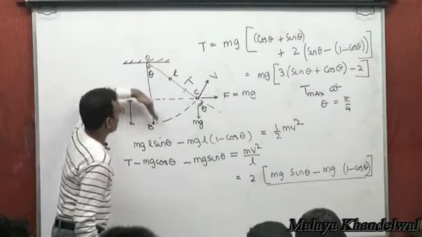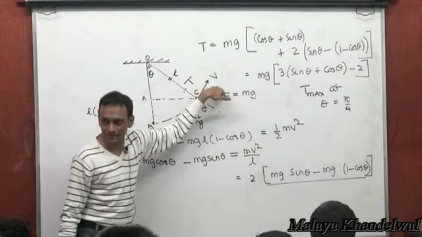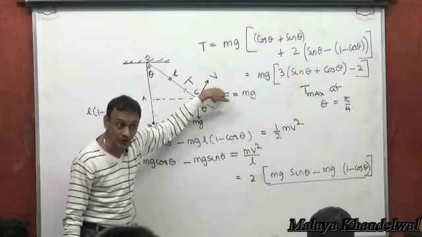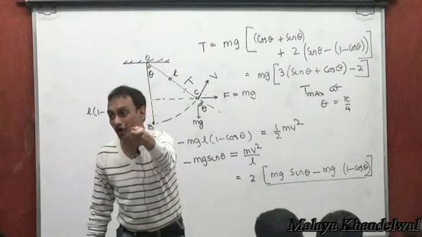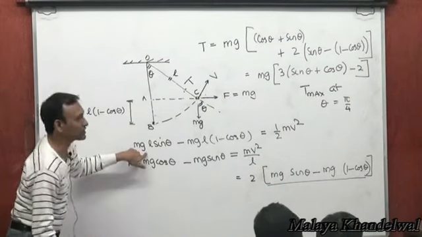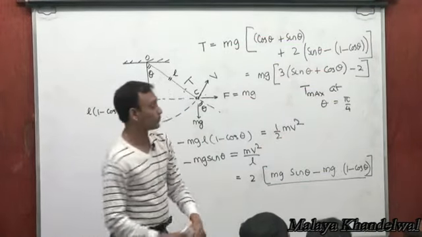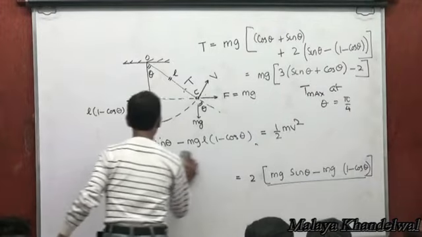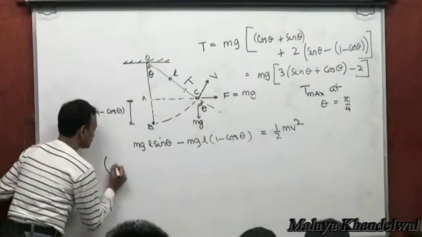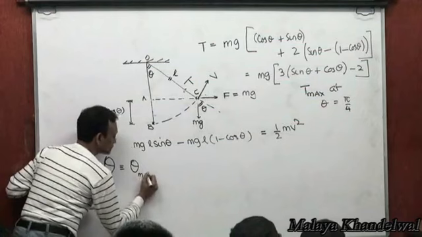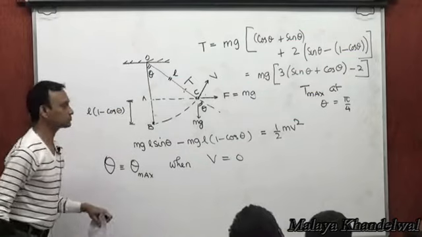Right? If it has velocity like this, it will undergo further angular deflection, right? But if the velocity becomes 0 at this juncture, then it rises no further. Theta becomes theta max when V is 0, right? So come back to this equation, work energy perspective. This theta would be theta max when this V becomes 0. When V is 0, right?